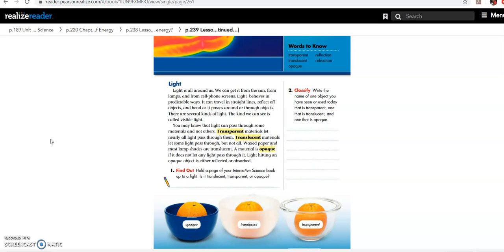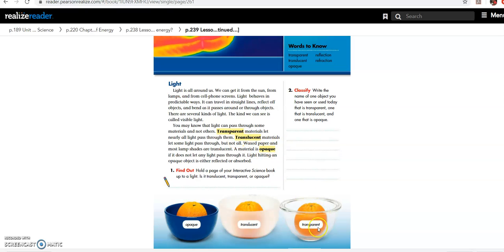And light is all around us, from the sun, from lamps, from cell phone screens. It can travel in straight lines. It can reflect off of things, like in a lake, or if I look at my reflection in a mirror. It can bend. There are several different kinds. The kind that we can see, though, is visible light. There are 3 vocabulary words based off of the different ways that light passes through materials.